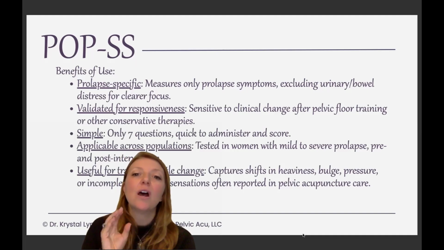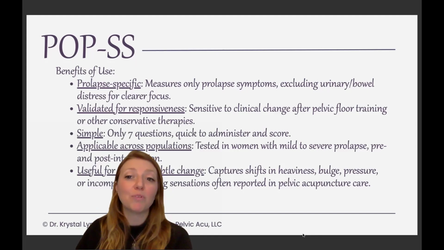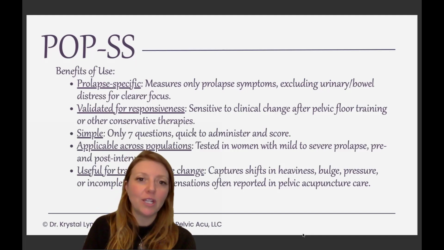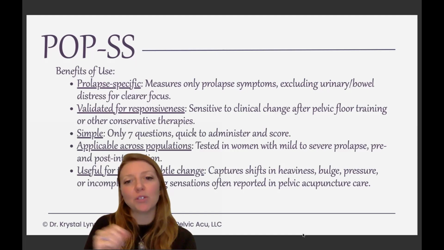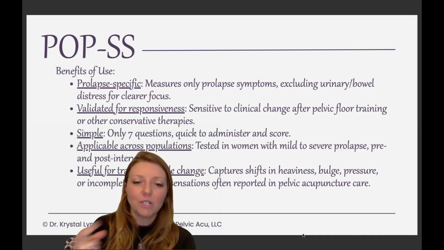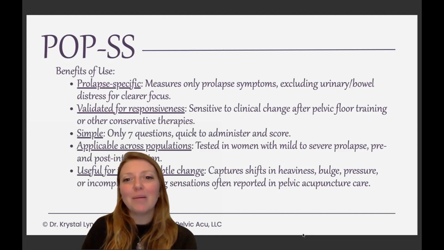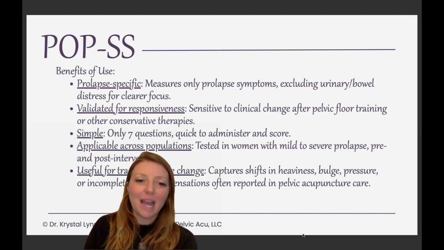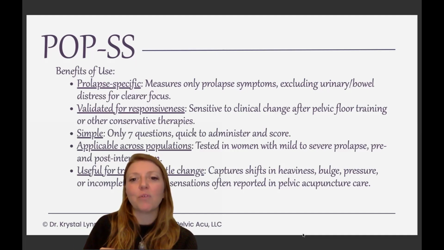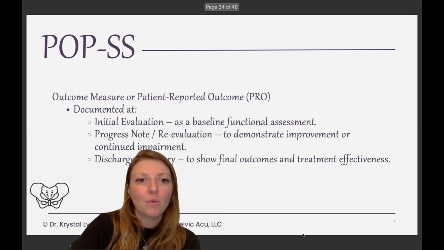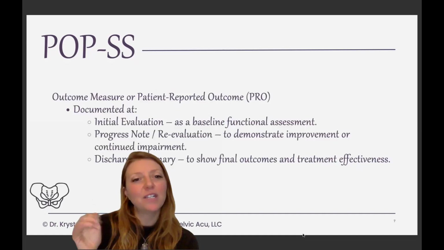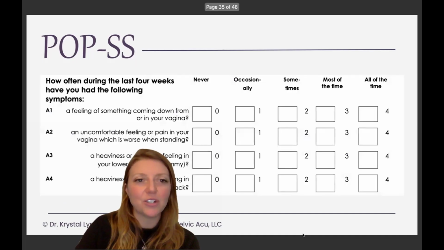It has been tested from mild to severe prolapse, pre and post intervention, which means that it's able to track subtle change in multiple populations, which is benefit number 5. It really captures those shifts in heaviness, bulge, pressure, incomplete emptying sensations, often reported with pelvic acupuncture care. Once again, document this at your initial eval, your progress note, and in your discharge.